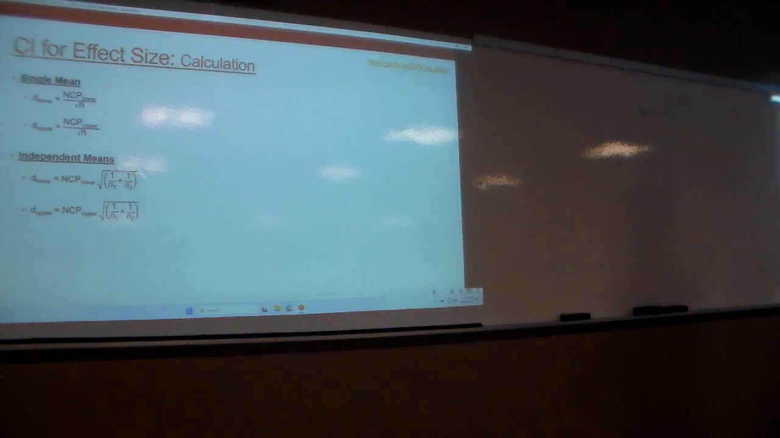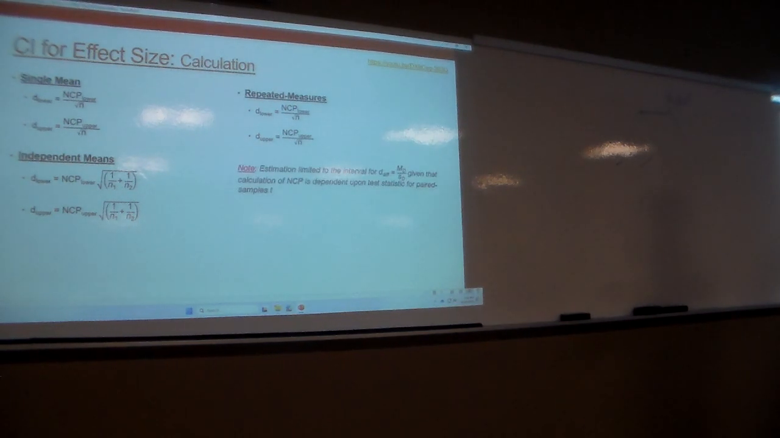For an independent sample test, I take my lower estimate for my non-centrality parameter, multiply it by the square root of 1 over my first sample size plus 1 over my second sample size. Got the low end. Here's the high end. For repeated measures, again, this is identical to my single mean test because a paired sample test is just a single sample test on a column of change scores.